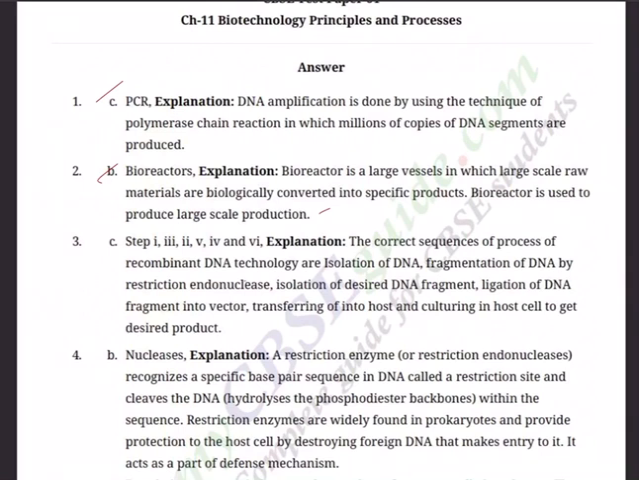The correct sequence of process of recombinant DNA technology are isolation of DNA first, fragmentation of DNA, you have to cut the DNA by restriction endonuclease, isolation of the desired DNA fragments, then ligation, means joining, ligation of DNA fragments into vector, transferring of the fragments into the host, and then culturing the host cell to get desired product in large quantity. So it has to be C.